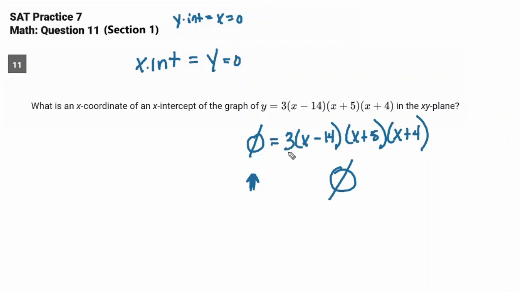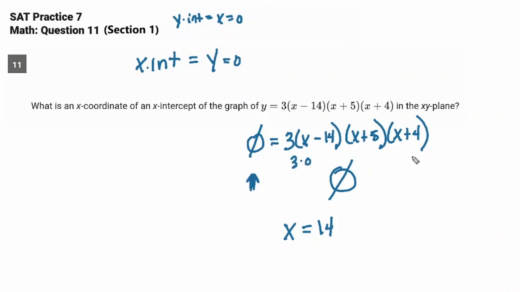Well, the 3 is not going to change. The only thing that can change, right, the 14, the 5, the 4, they can't change. The x is the thing that can change. How can you make an x do something to get the entire right side of this equation be 0? The answer is you could make x equal 14. Why? Because then you would have 3 times 14 minus 14, which is 3 times 0.